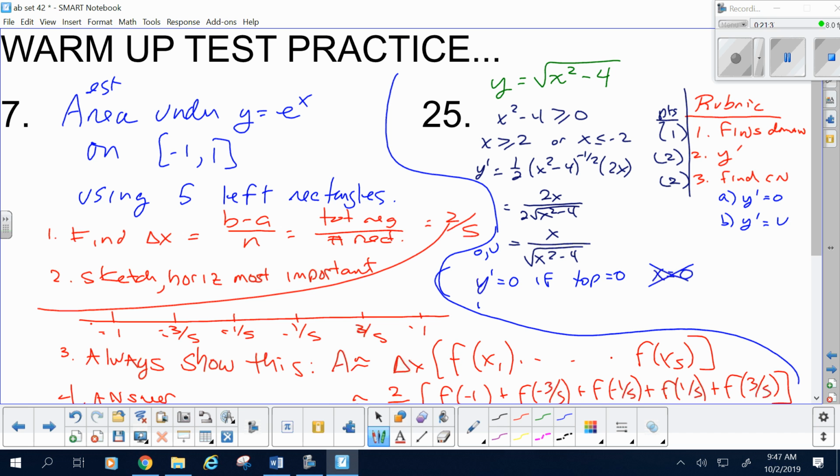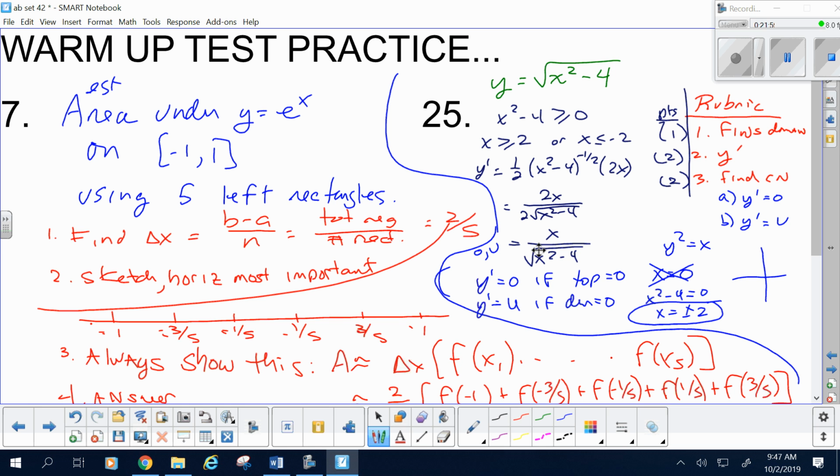All right? Y prime is undefined if the denominator is 0. That means x squared minus 4 equals 0, which happens at positive or negative 2. Are those in the domain? Yes, they are. There are two critical numbers, x of 2 and x of negative 2. Graphically, what does this graph look like?